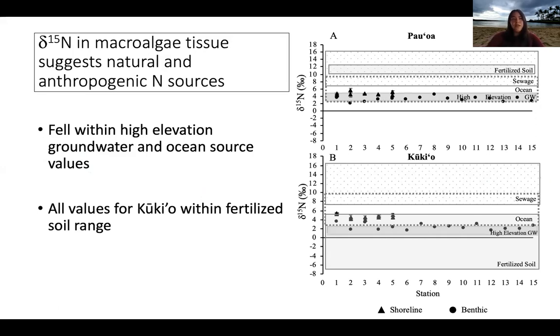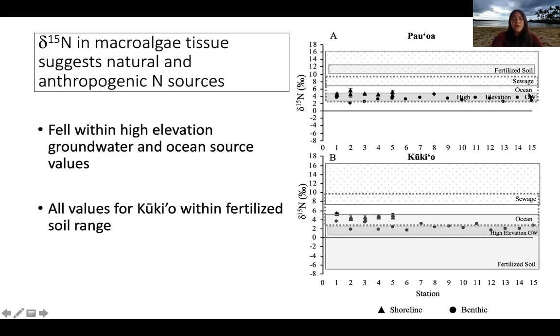Next we looked at trying to put it more into context of what those values mean against these nitrogen sources. So we plotted these against the nitrate sources that we took from in situ samples, as well as the fertilized soils and those wastewater treatment samples. In the figures on the right, there's Pauoa on the top and then Kukio on the bottom. We have the stations on the x-axis and the nitrogen values on the y-axis. The triangles are shoreline samples and the circles are benthic. And these boxes here show the range values for these different types of nitrogen sources.